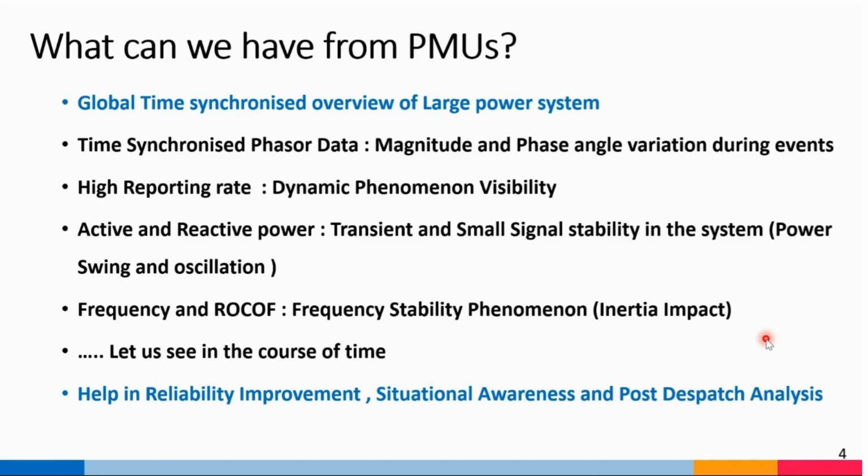That's why, if you have a very good reporting rate from the synchrophasor devices or PMUs, you get a very good overview of the dynamic phenomena of the entire power system. Like the active and reactive power, you get the transient and small signal stability overview of the power system, like power swing and oscillation. From the frequency and rate of change of frequency, you get the frequency stability phenomena. We will look into these later on in our slides.